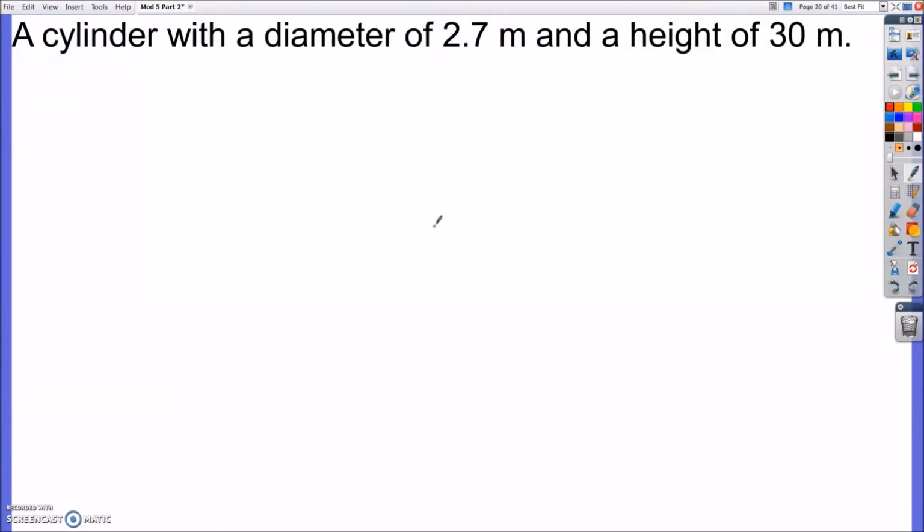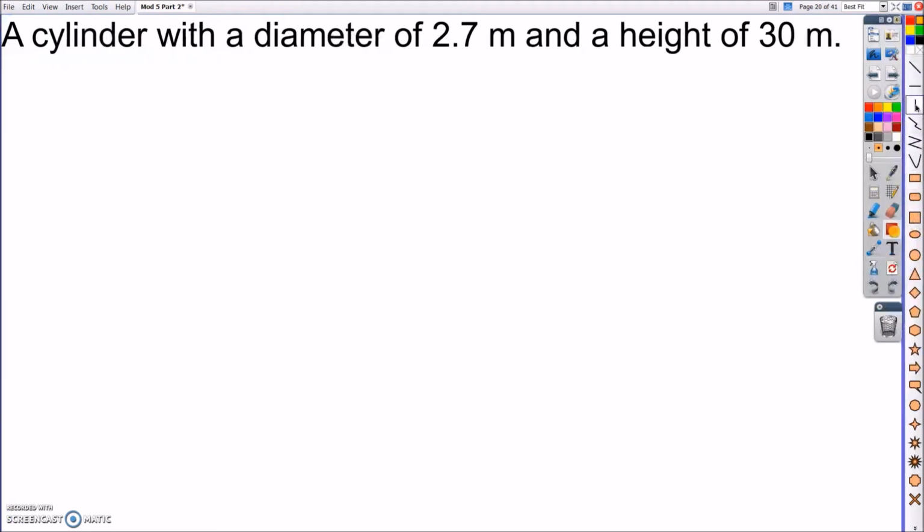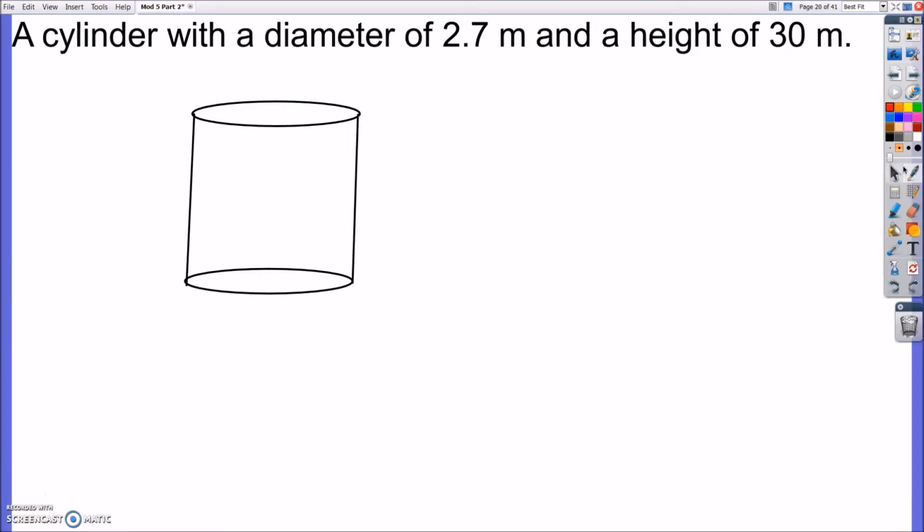All right, my next one, it says I have a cylinder with a diameter of 2.7 and a height of 30. So what I personally always do is I like drawing them when they don't give me a drawing. So if I were to draw this, it would look something like this. Okay, and it says I have a diameter, so from one end to the other and through the center, that is 2.7 meters. And it says the height of this cylinder is 30 meters.